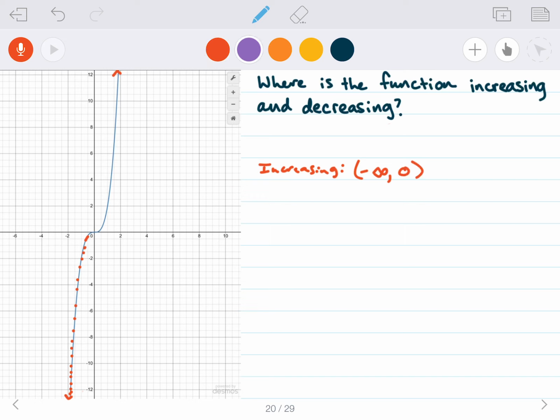It kind of flat lines. It doesn't really look like it's increasing or decreasing here. But then it starts to move up again, all the way off to x equals positive infinity. So we're going to union this with 0, but not including 0, to positive infinity. So that is where it's decreasing. It's not increasing. It is not decreasing at all on this domain from negative infinity to positive infinity.